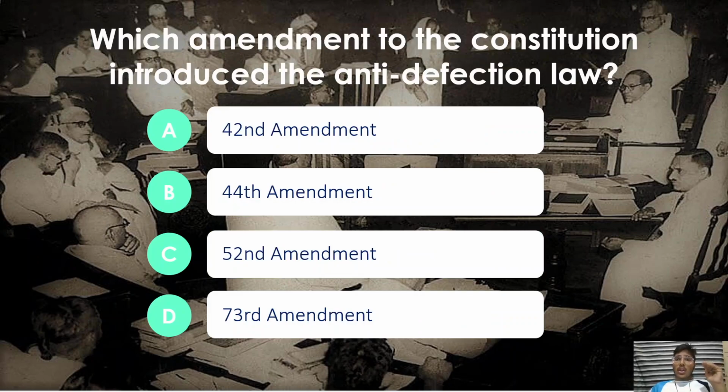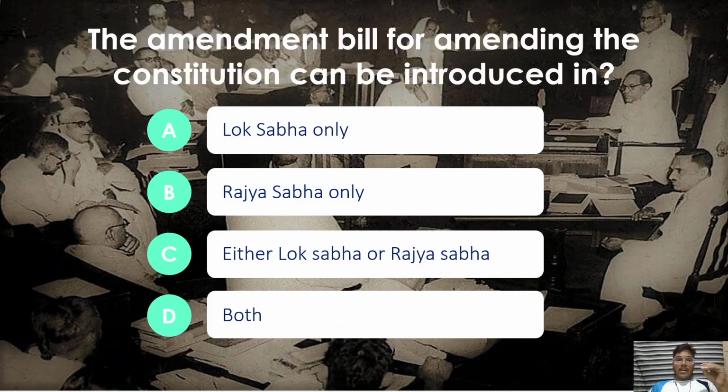Which amendment to the Constitution introduced the anti-defection law? The options are option A 42nd amendment, option B 44th amendment, option C 52nd amendment, option D 73rd amendment. The answer is option C, 52nd amendment.